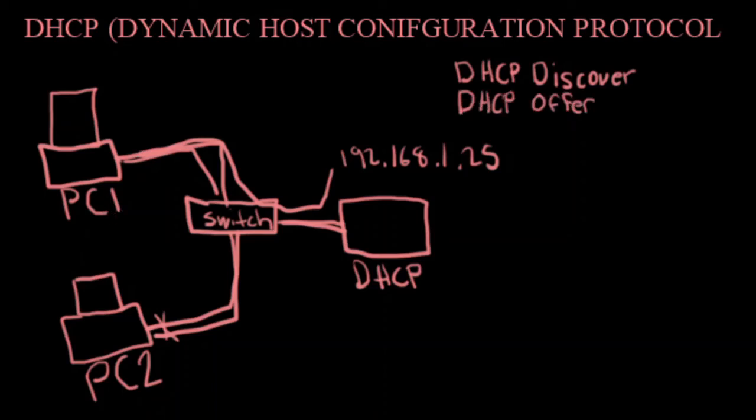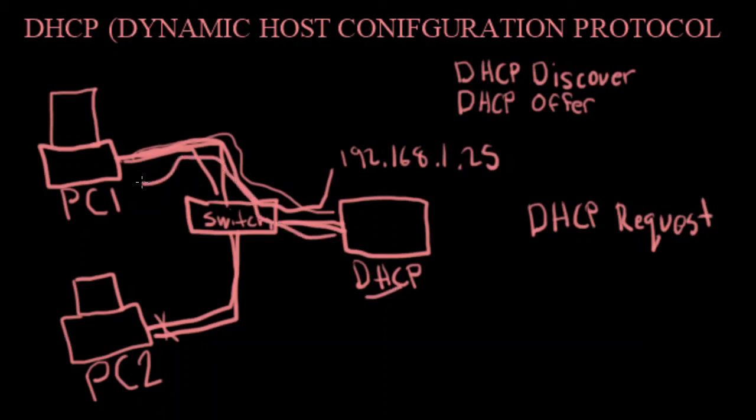So once PC1 receives it and it likes it, it's going to send a message to the DHCP server saying, yes, I'll take that IP address. And what we call that is a DHCP request. So once the server receives that, it actually sends a message back to PC1, which is called a DHCP acknowledge, and it'll actually give the IP address and it'll assign the subnet, default gateway, and a DNS server. DHCP acknowledge.